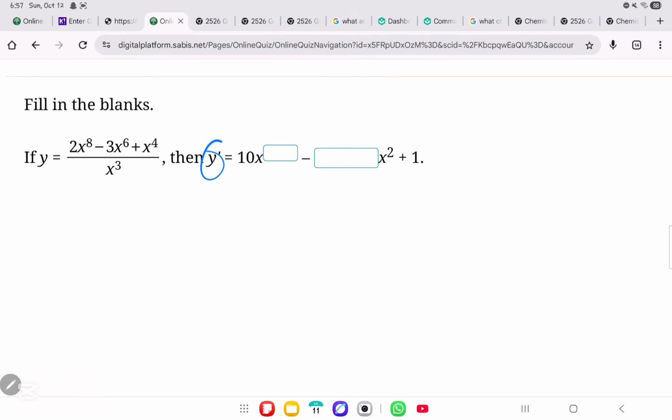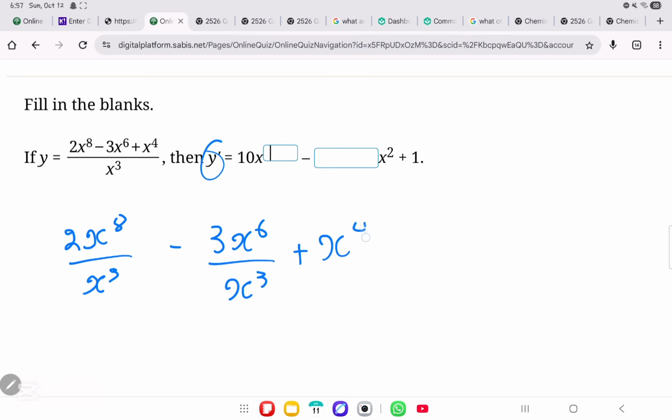Very simply. First of all, what do we start with? We start with dividing the x's. So we separate it, right? So it will be 2x^8 over x^3 minus 3x^6 over x^3 plus x^4 over x^3. So if you divide x^8 and x^3, x^6 and x^3, and x^4 and x^3, you will get 2x^5 minus 3x^3 plus x.